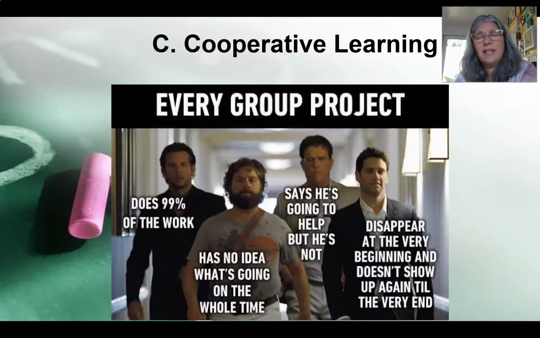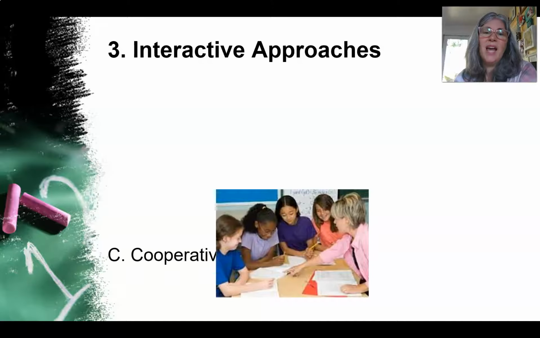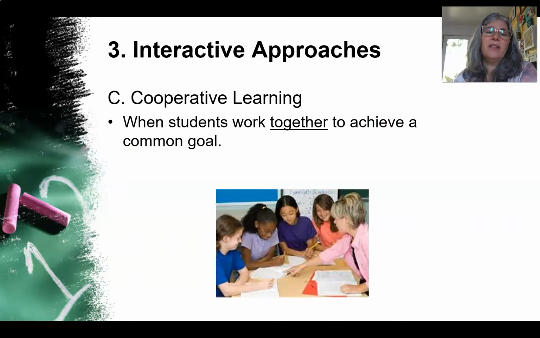All right, our last category, I'm pretty sure, for interactive approaches is cooperative learning. So I had to include this meme because we've all been in those group projects before where one person does pretty much all the work and everyone else has a variety of different types of roles. Okay, cooperative learning is what we call this. The whole point of cooperative learning is having students work together to achieve some sort of common goal. It should be a type of project where they need each other. They need more than one person to accomplish this.